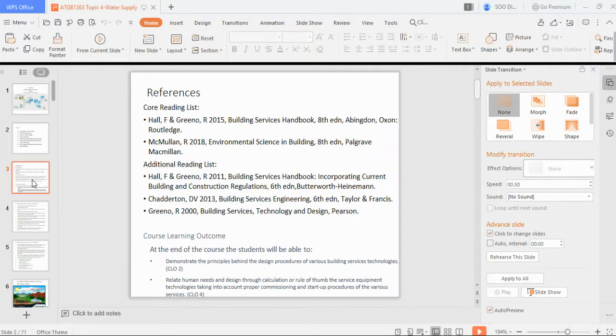Continuing back to this. Okay, this is topic 4. Your core reading material is still the same, which is this, which you can find in your core syllabus. You can easily search for this book, although it's not the newest edition, on the internet. At the end of this lesson, you should be able to learn about the principle of water.